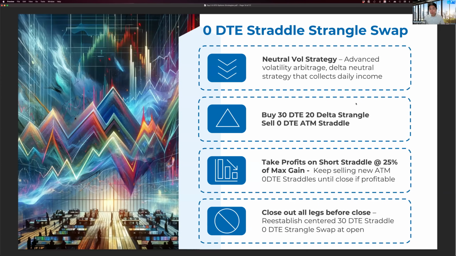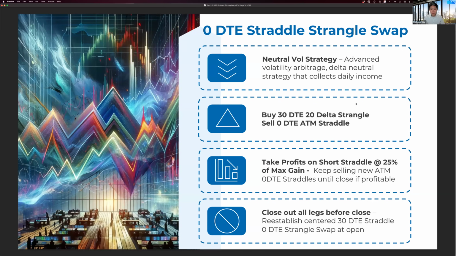Basically, what you're doing is you're trading a straddle and a strangle at multiple time frames. You can also think of it as a double diagonal, or you can think about it as a put diagonal and a call diagonal at once. There's multiple ways to slice and dice it, but it's called a straddle swap, which is a mouthful. It's really a fairly neutral vol strategy.